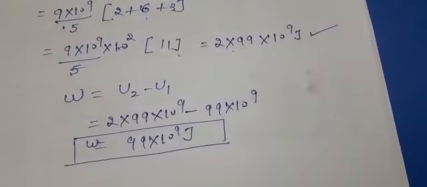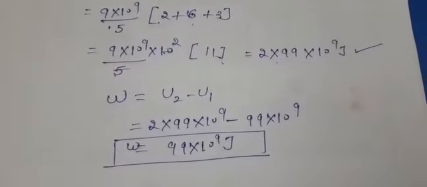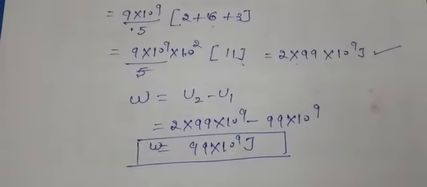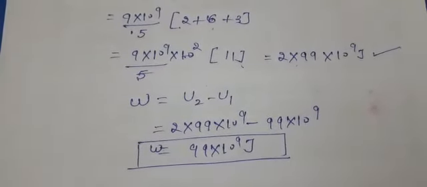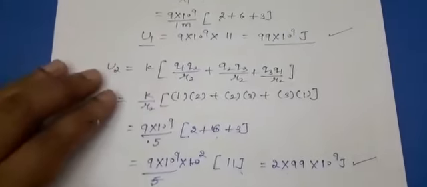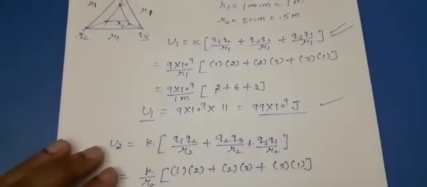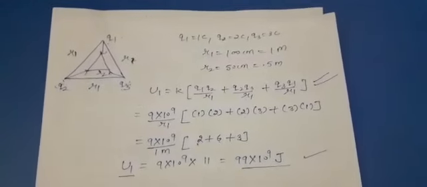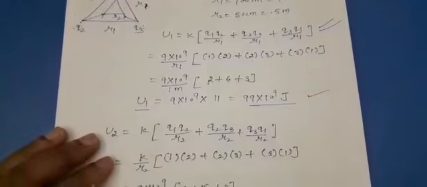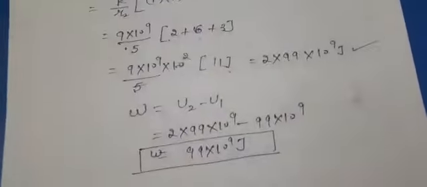The basic concept to understand when you are solving this numerical is that, first of all, as the charges are situated at one particular point, you have to calculate the potential energy for such 3 charges. And then, as the charges are shifted to the new position, you will calculate the new potential energy. Now the difference of these two will give you the total work required to shift the charges from one triangle corner to another triangle. This is all in this numerical.